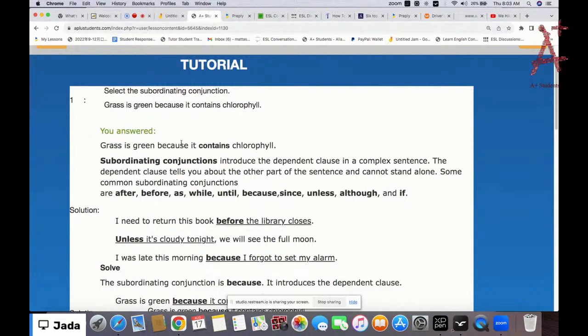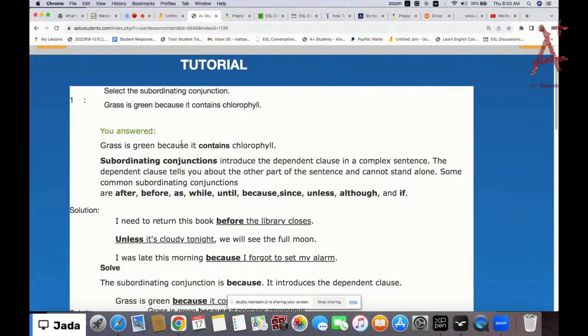Now, the dependent clause cannot stand alone, and it tells you about the other part of the sentence, what the sentence is all about. Most times the dependent clause starts with a subordinating conjunction. You could have a sentence with an independent clause and a dependent clause, but the independent clause can stand alone, while the dependent clause cannot stand alone. And they always begin with subordinating conjunctions.